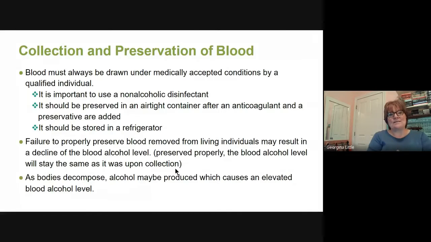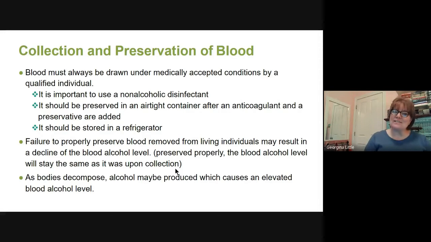So how do you collect and preserve the blood? I want to take the blood and send it to the lab to be able to do either gas chromatography or an oxidative analysis on it. So you have to draw it under medically acceptable conditions. It's going to have to be a clean, sterile procedure by somebody who actually knows how to collect the blood properly. A lot of times when we're doing blood work, they use that little alcohol swab to disinfect.